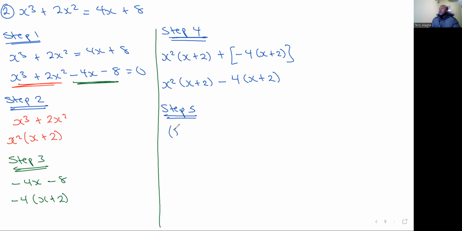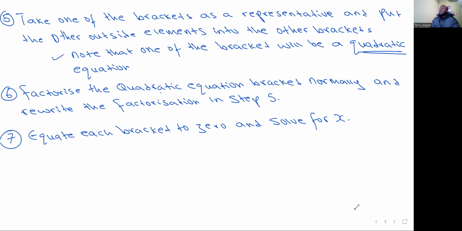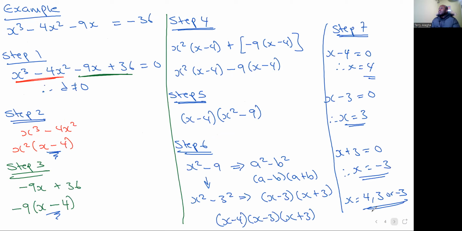We're having x plus 2. Are you seeing it? The other element we are having here is x squared minus 4. So you can see that this is a what? Quadratic equation. So it's the same thing. We have to factorize the quadratic equation bracket normally and rewrite the factorization.